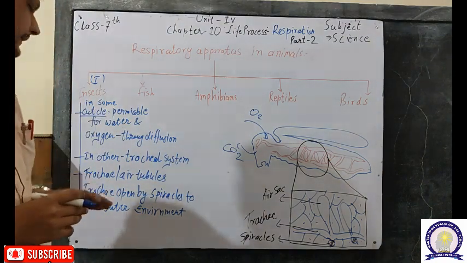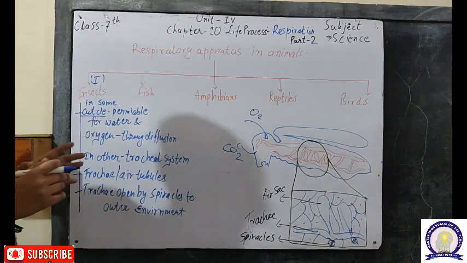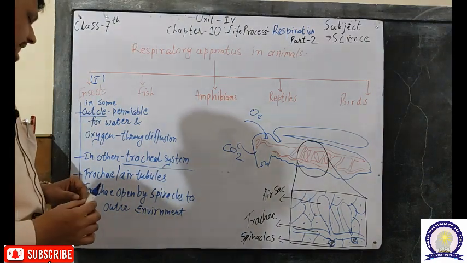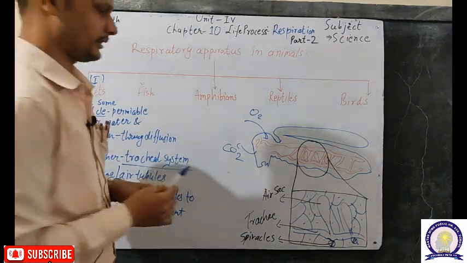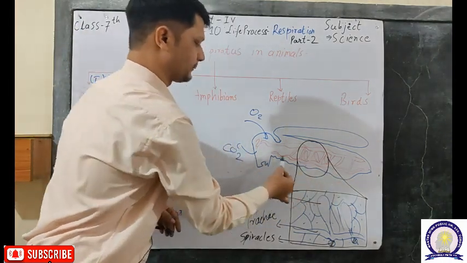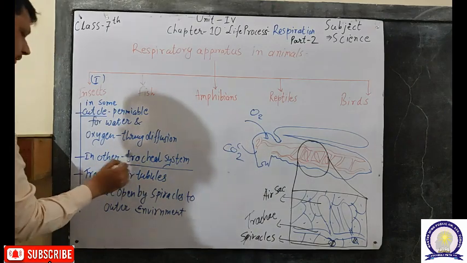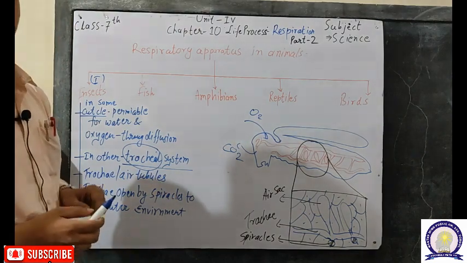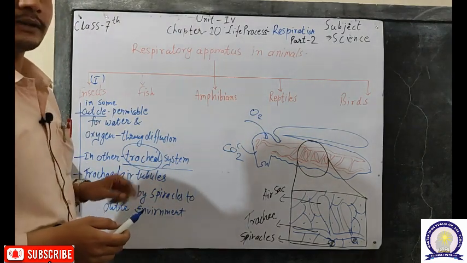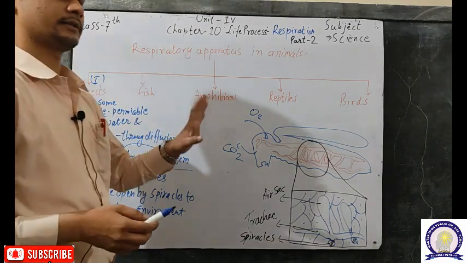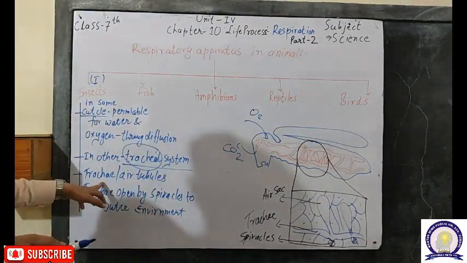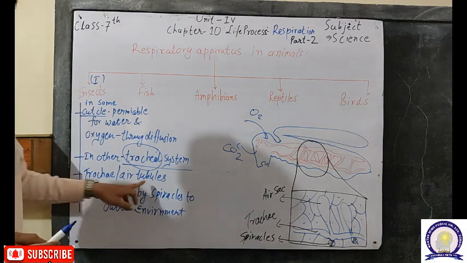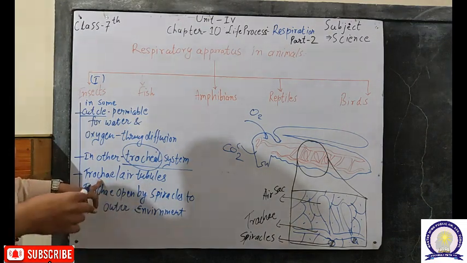But in most insects there is a special type of system present for respiration. It is called the tracheal system. In this type of system there is a tube-like structure which runs around the whole insect's body. This tube is called a trachea, and the whole system inside the insect is called the tracheal system. Because it runs all around the body, it supplies oxygen all over the body. These tubes are also called air tubules or trachea. They run around the whole body of the insect.